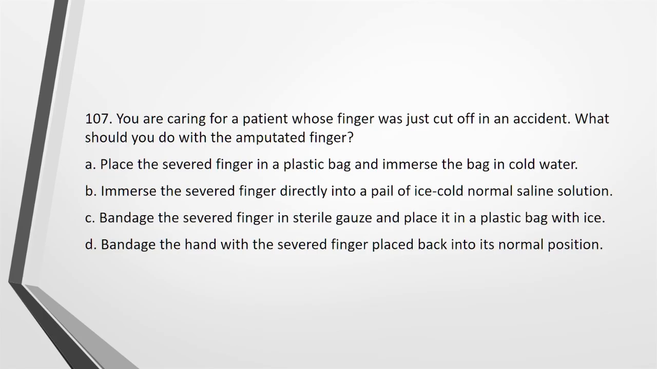107. You are caring for a patient whose finger was just cut off in an accident. What should you do with the amputated finger? A. Place the severed finger in a plastic bag and immerse the bag in cold water. B. Immerse the severed finger directly into a pail of ice-cold normal saline solution. C. Bandage the severed finger in sterile gauze and place it in a plastic bag with ice. D. Bandage the hand with the severed finger placed back into its normal position.